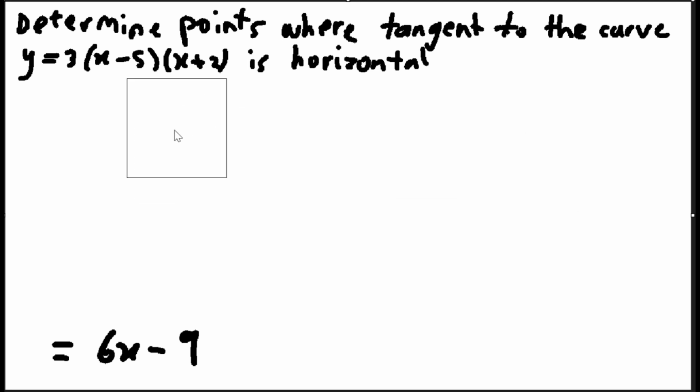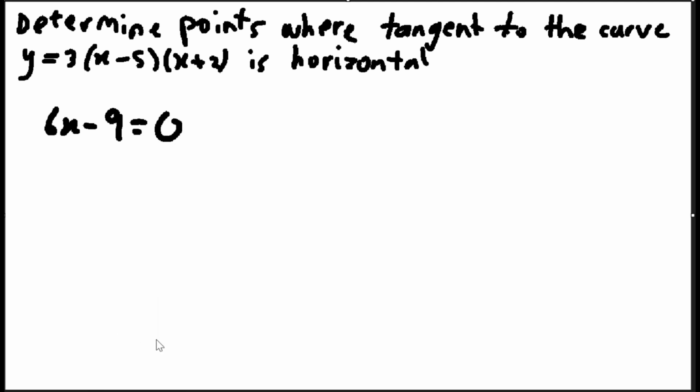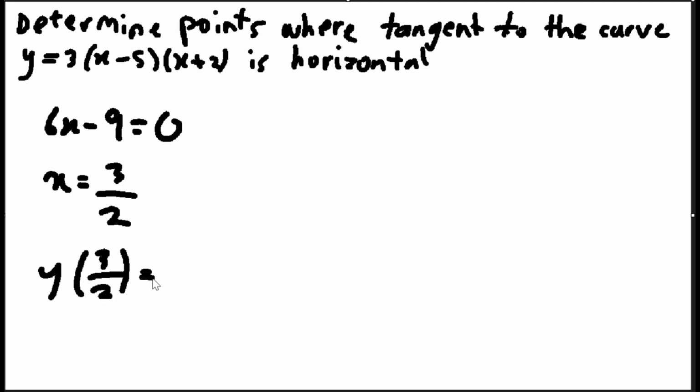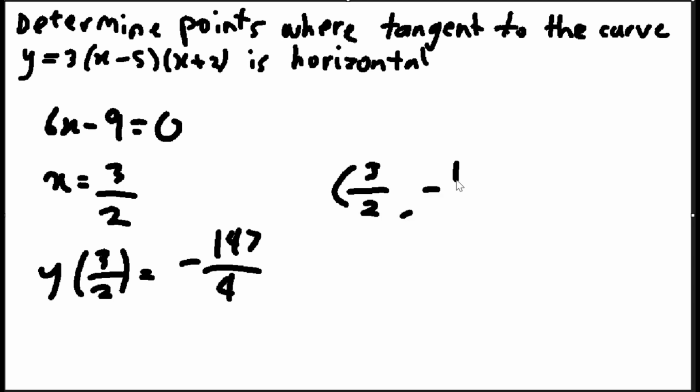Now that we have the equation of the derivative, we have to find the horizontal tangent. So in the horizontal tangent, the derivative would equal 0. So 6x minus 9 would equal 0, and x would be 3 over 2. Now we substitute the x value, which is 3 over 2, into the original equation. So y at 3 over 2 would be negative 147 over 4. Thus, your point where the tangent is horizontal would be (3 over 2, negative 147 over 4).